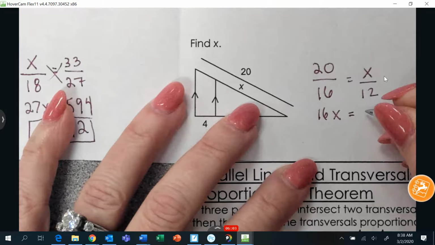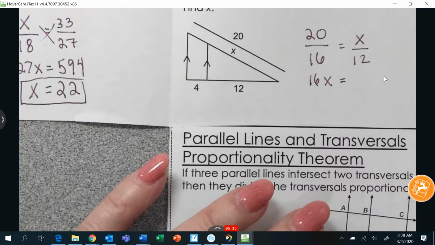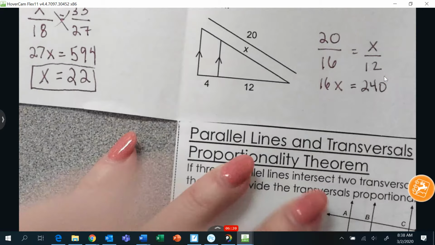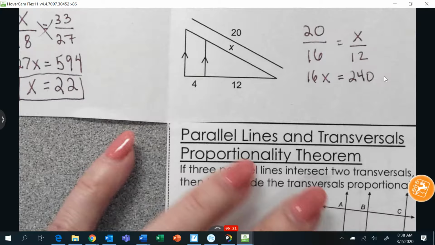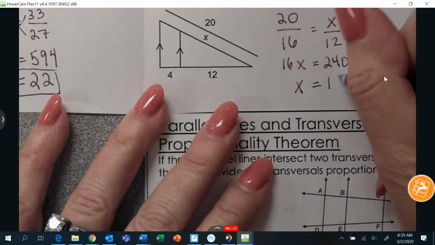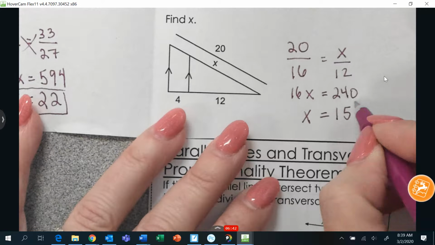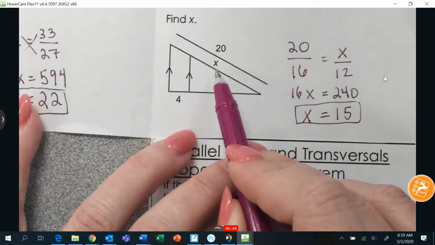Raylan. Sir, I didn't know if she had a calculator though. I got good news for you. 15. Now when we get an answer, you're going to look at this picture and say, does 15 make sense?